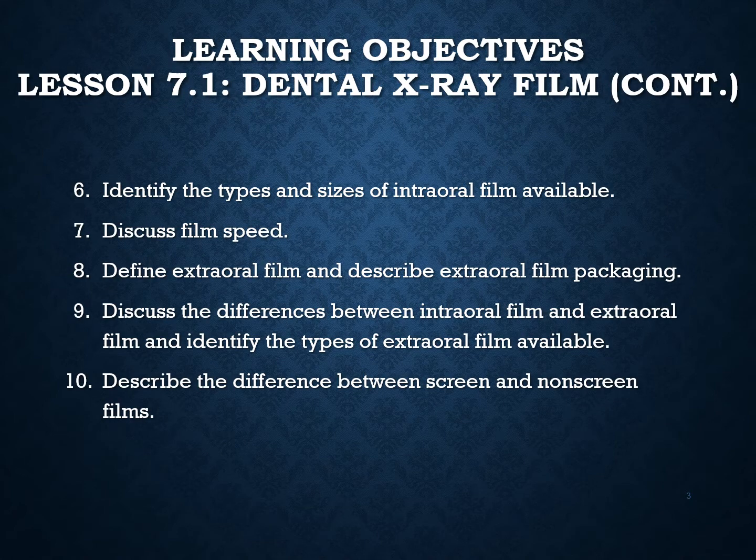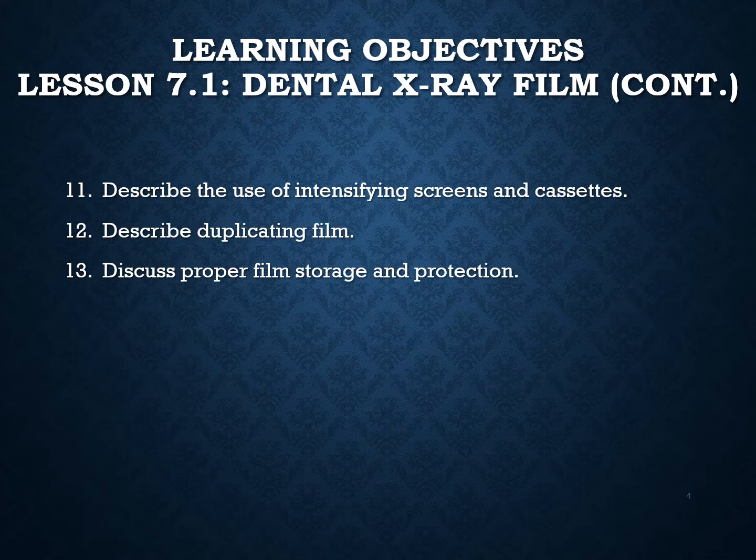We need to identify the types and sizes of intraoral film available. We'll discuss film speed, define extraoral film, and describe extraoral film packaging, discuss the differences between intraoral film and extraoral film, and identify the types of extraoral film available. And we'll describe the difference between screen and non-screen films. And lastly, we're going to describe the use of intensifying screens and cassettes, describe duplicating film, and discuss proper film storage and protection.